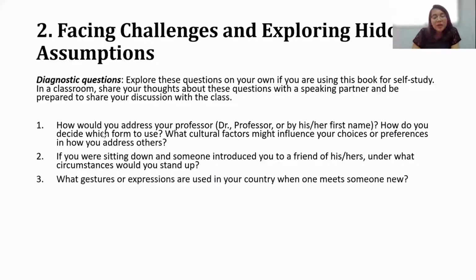And then number 3, what gestures or expressions are used in your country when one meets someone new? Different countries may use different body gestures, different non-verbal things. So which one is yours? Which one is the one that is usually used by you? Number 4, what is small talk? Is small talk really small, as the name suggests? Or do you think there is a different meaning behind the term small talk?